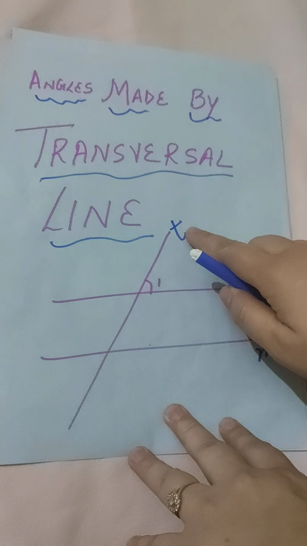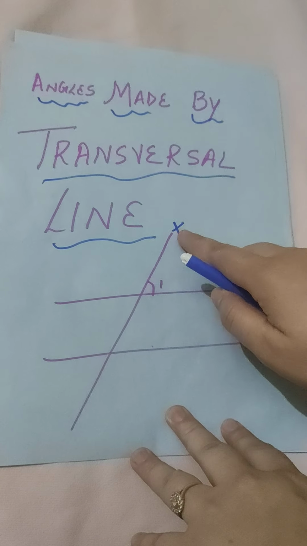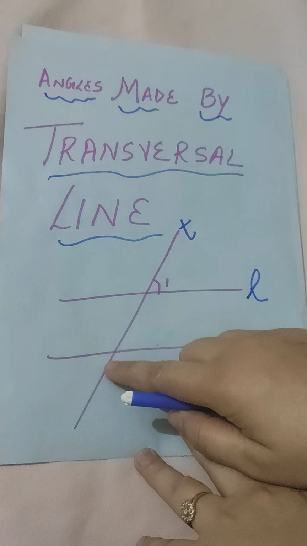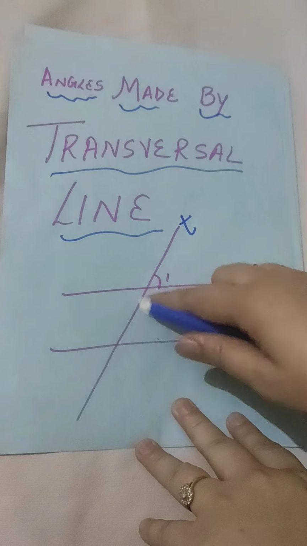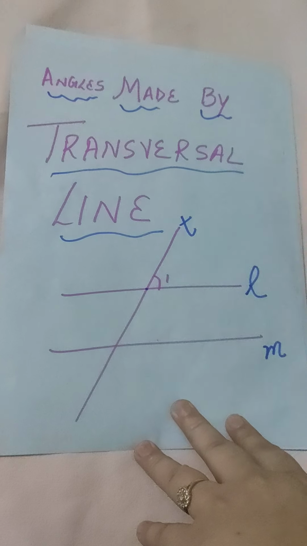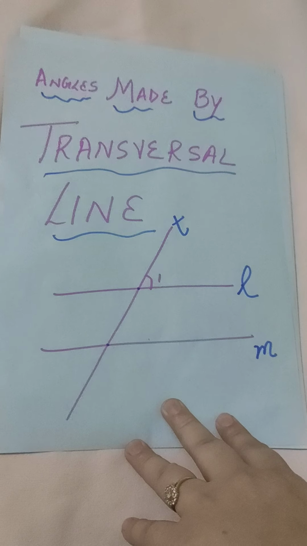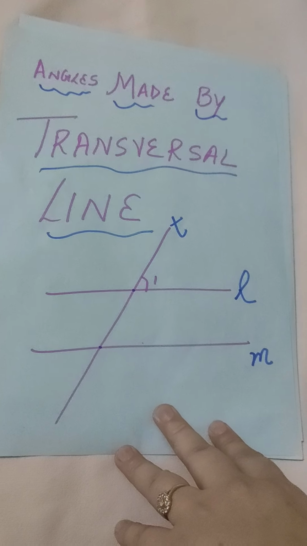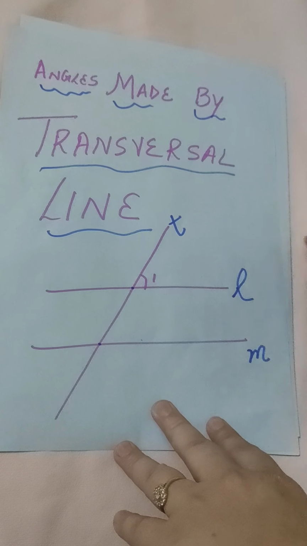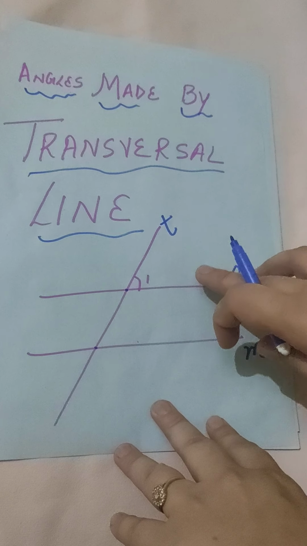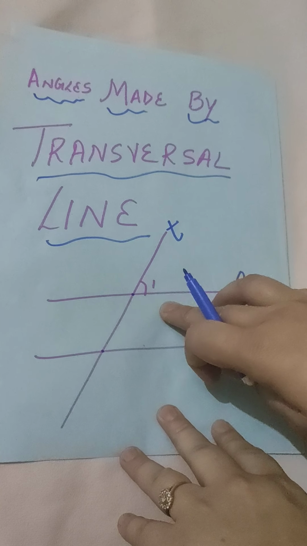So now this T is a transversal line because T is intersecting two lines, L at this point and M at this point. The line which cuts two or more lines is known as a transversal line. Now how many angles can we form from this figure?